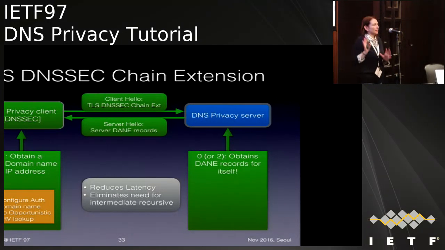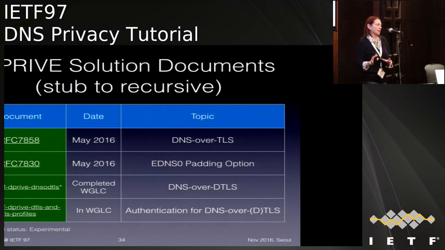Okay. So on this slide, I'm just presenting where dPrive is today in terms of the documents it has in the solution space for the stub to recursive part of the problem. So in May of this year, 7858, got it right there, was published, which is a specification for DNS over TLS. Alongside that, 7830 was published, which is the EDNS0 mechanism so that you can pad a DNS query by an amount. There's more follow-up work to talk there about what algorithms to use to pad that, but at least we have the basic mechanism in place.